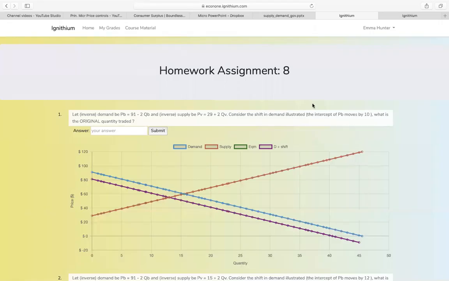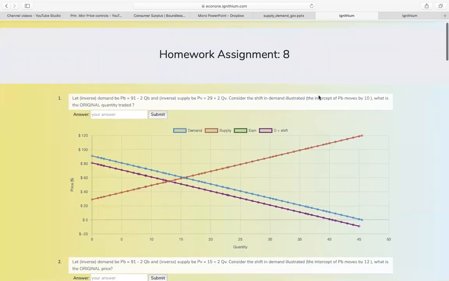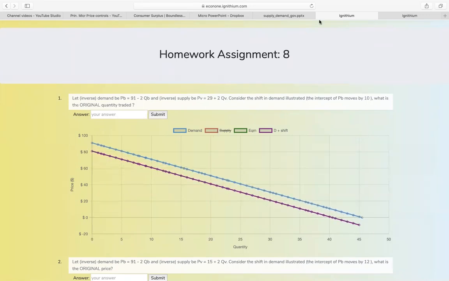Okay, students, welcome back. This is an overview of homework assignment number 8, which is about demand shifts. If you watched the previous recording about supply shifts, then you'll notice a lot of similarities where we're comparing equilibria.